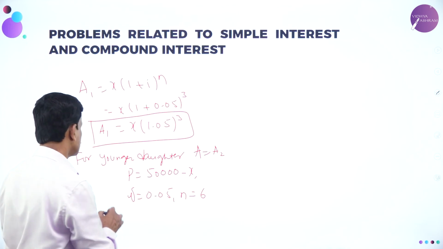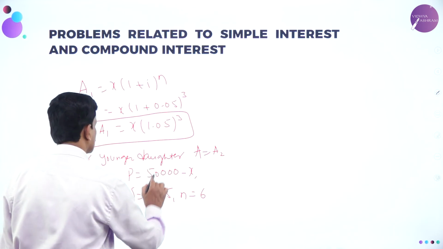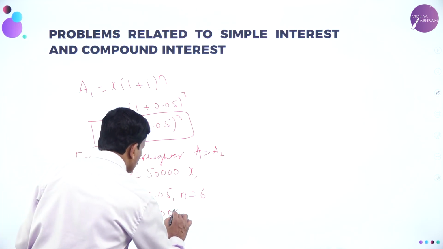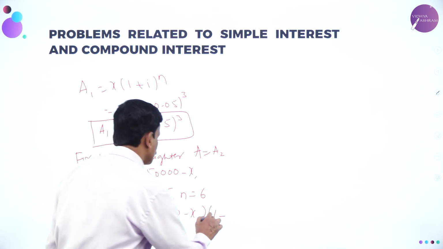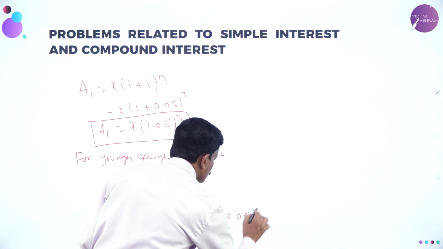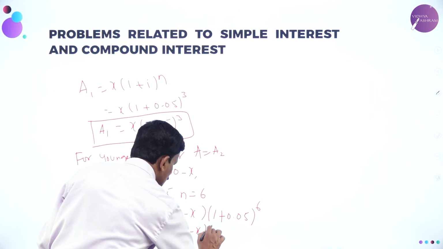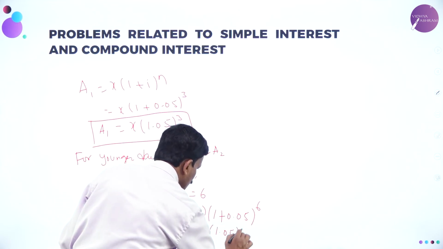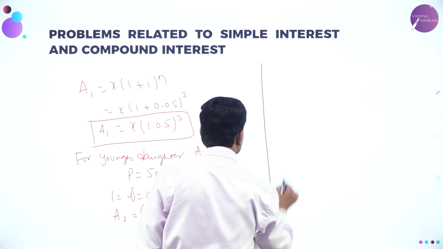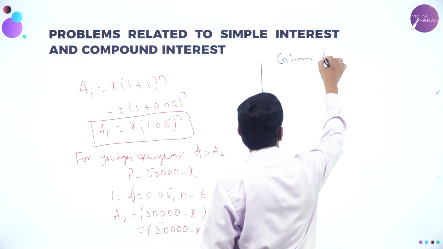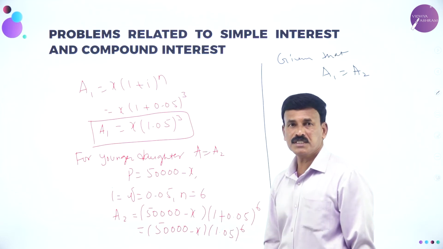What are we going to get? A2 is equal to (50,000 minus x) into (1 plus I) to the power of 6, with I as 0.05. So this is (50,000 minus x) into 1.05 to the power of 6. That's it. Now, what is given? Given that they will get the same share, A1 is equal to A2.